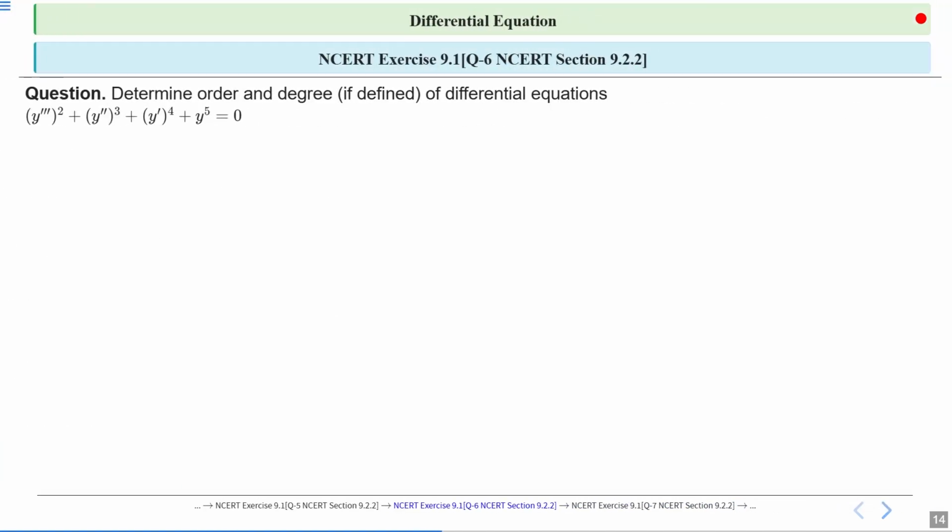So next question is, determine order and degree of the differential equation (y''')² + (y'')³ + (y')⁴ + y⁵ = 0. Okay, this is your given differential equation. Now try to find order and degree.